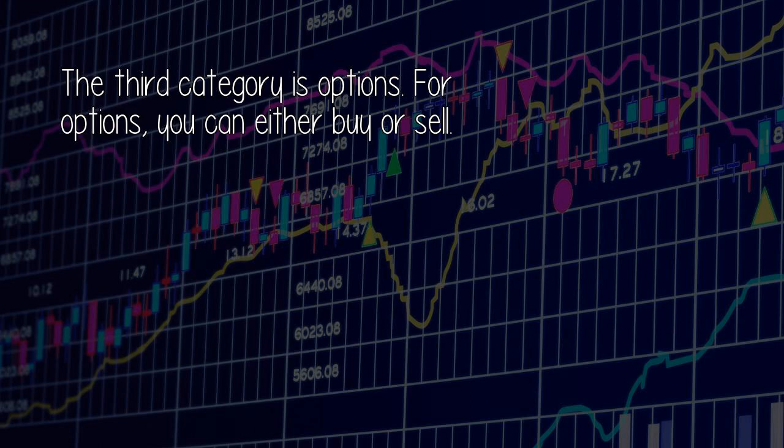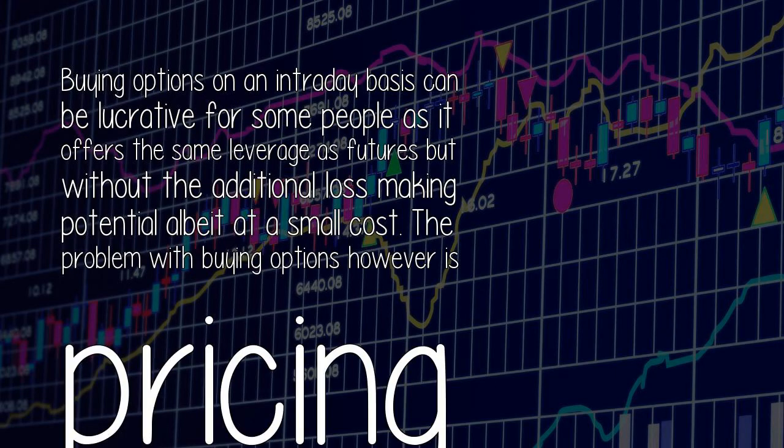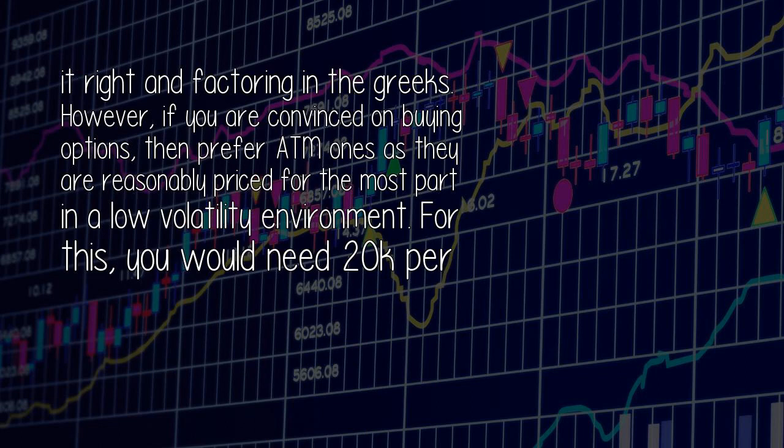For options, you can either buy or sell. Buying options on an intraday basis can be lucrative for some people as it offers the same leverage as futures but without the additional loss-making potential, albeit at a small cost. The problem with buying options, however, is pricing it right and factoring in the Greeks. However, if you are convinced on buying options, then prefer ATM ones as they are reasonably priced for the most part in a low volatility environment.